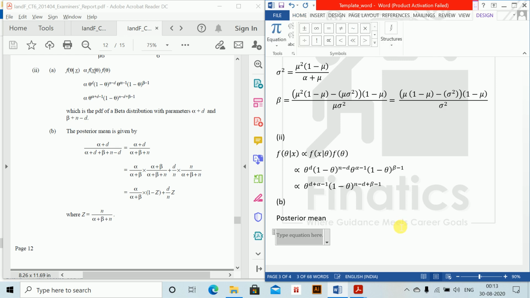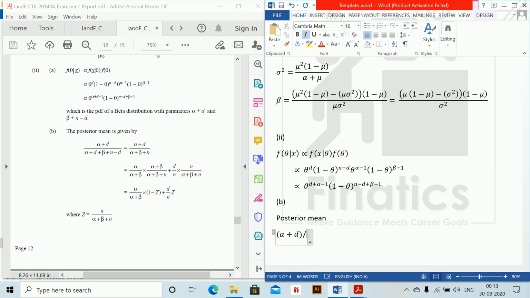So this equals (α+d) divided by (α+d+β+n−d), which is equal to (α+d) divided by (α+β+n).